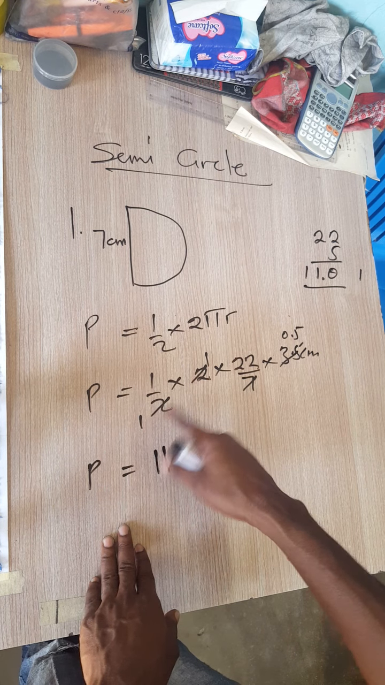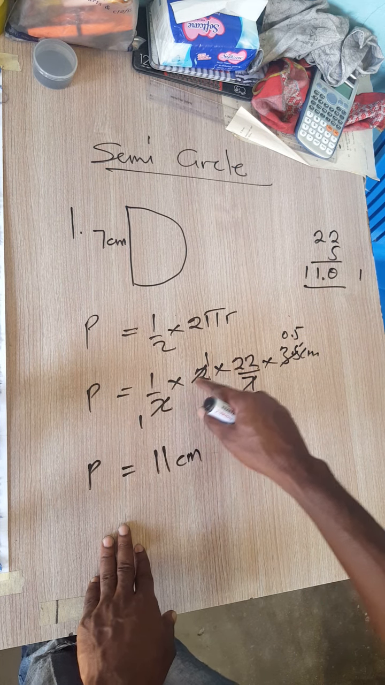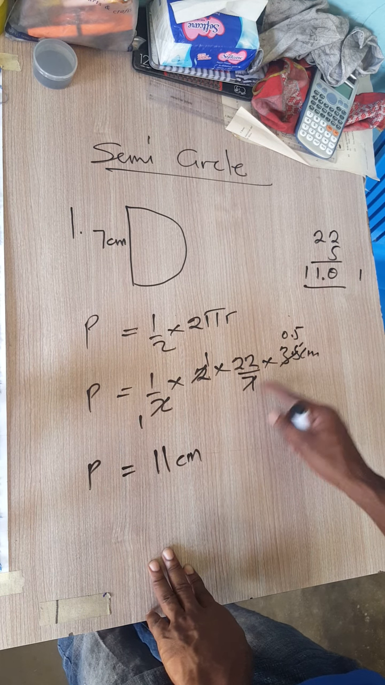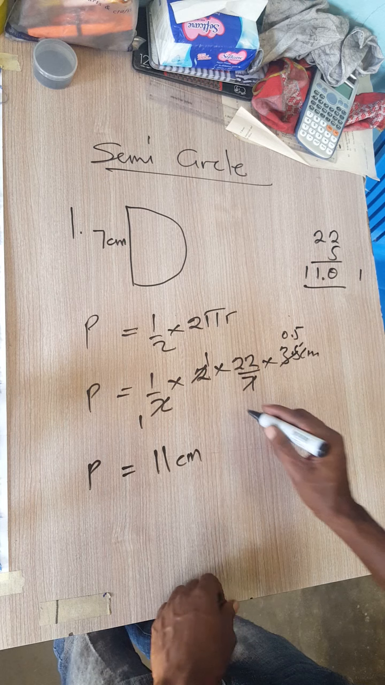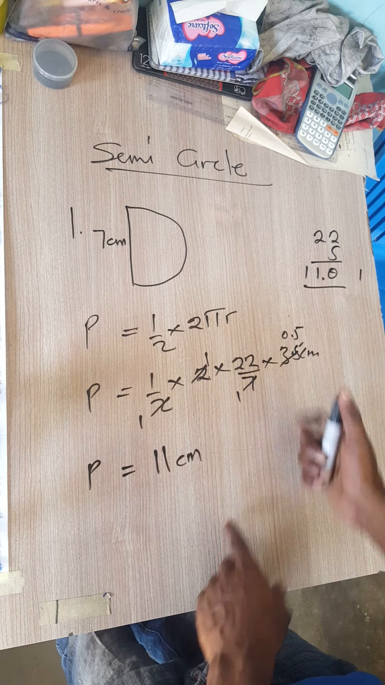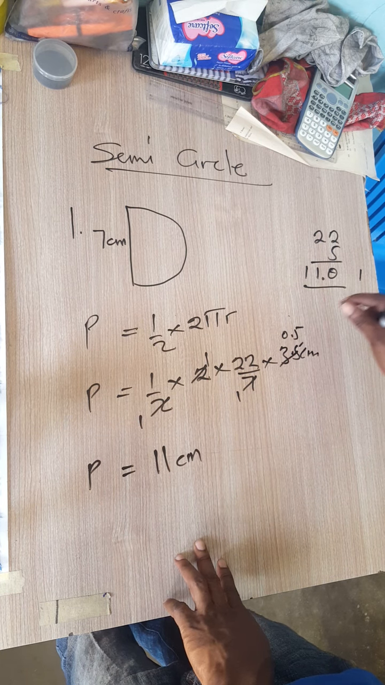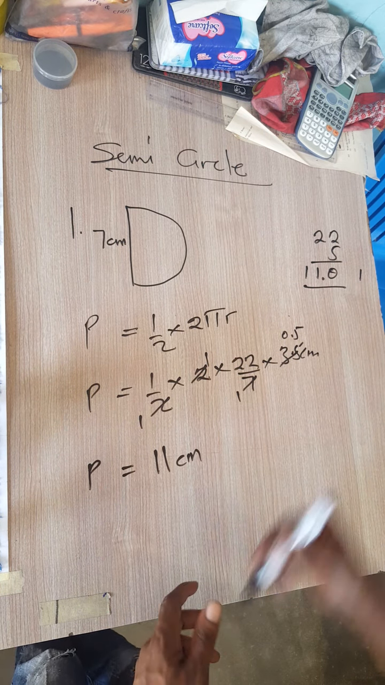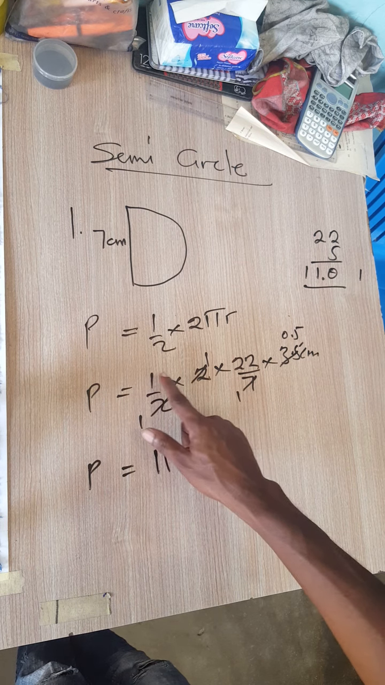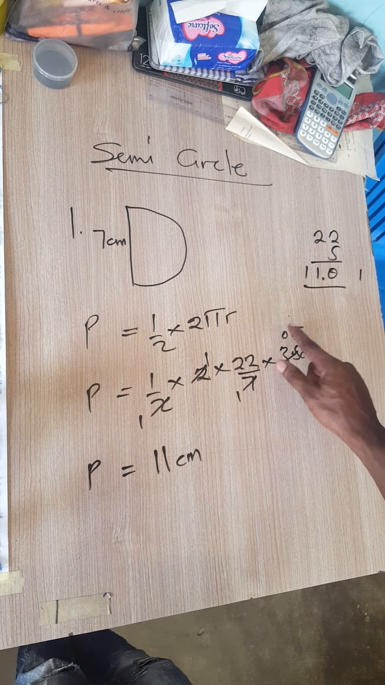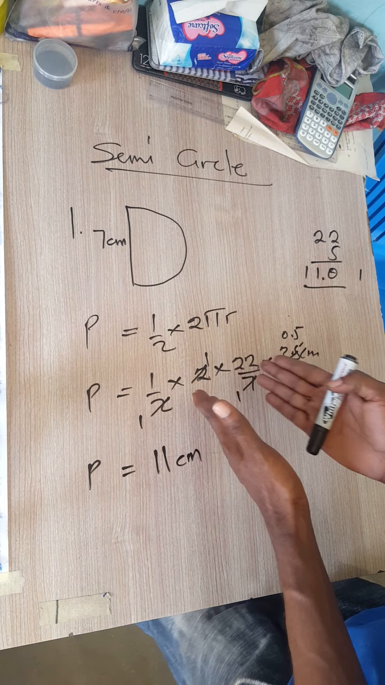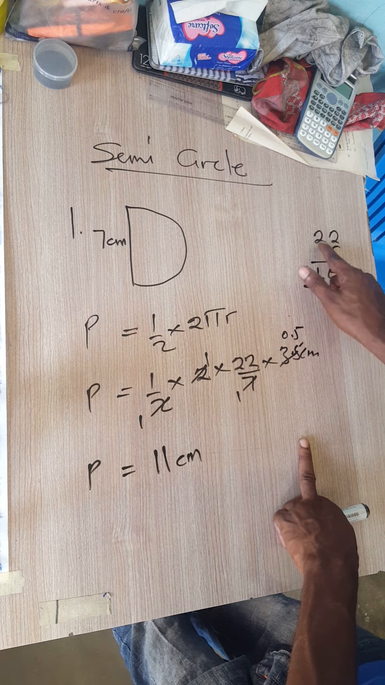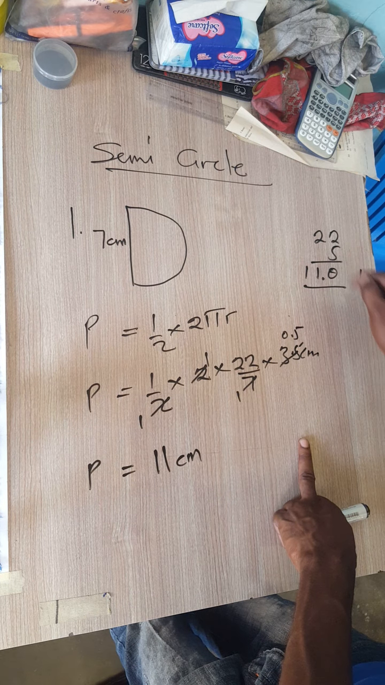Now the denominator 2 divides itself once and divides the numerator 2 once. 7 here divides itself once and divides the 3.5 centimeters also 0.5 times. Now we have 1 times 1 times 22 times 0.5. 1 times 1 is 1 times 22 is 22. But times 0.5, I've done it here. You ignore the decimal. 22 times 5.